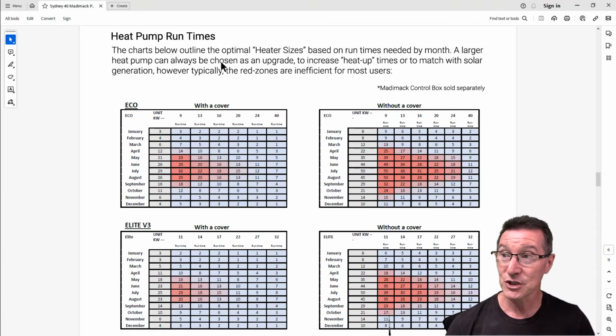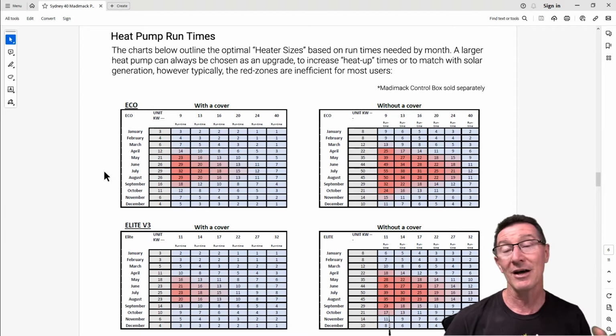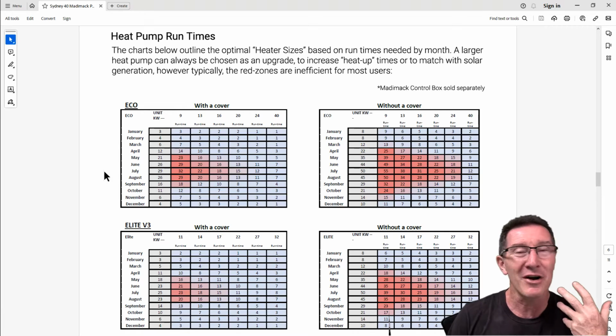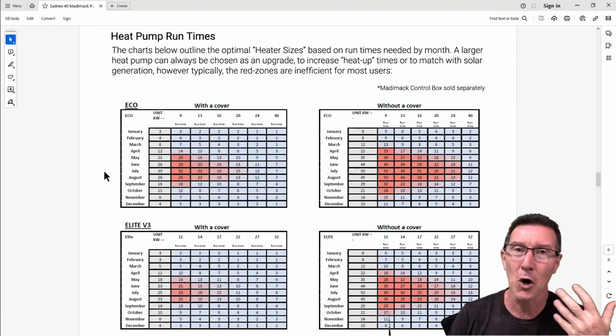Heat pump run times. The charts below outline the optimal heater sizes based on run times needed by month. A larger heat pump can always be chosen as an upgrade to increase heat up times or to match with solar generation. However, typically the red zones are inefficient for most users. And I said in the video that we'd be using excess power. Now, that's not actually automated because this is going to be a timer-based system.